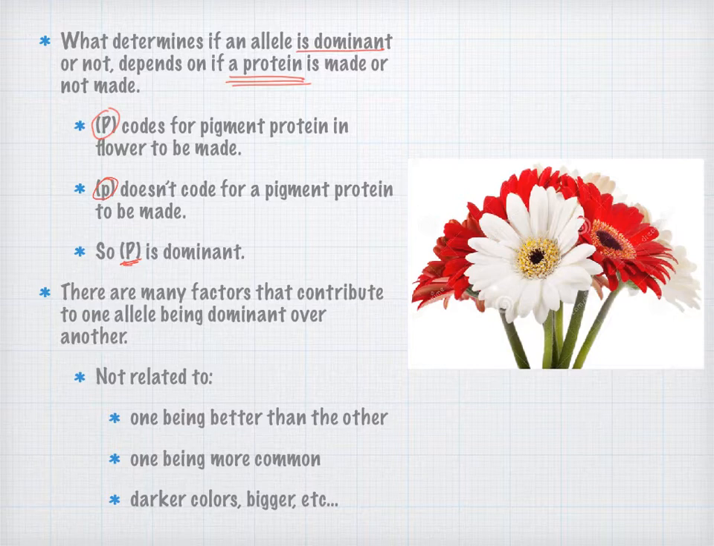There are a lot of different factors that contribute to one allele being dominant over another, and they're not related at all to one being better than the other, one being more common, darker colors, bigger, etc. None of these things are related to dominance or recessiveness. It's just how the proteins are expressed or not expressed.